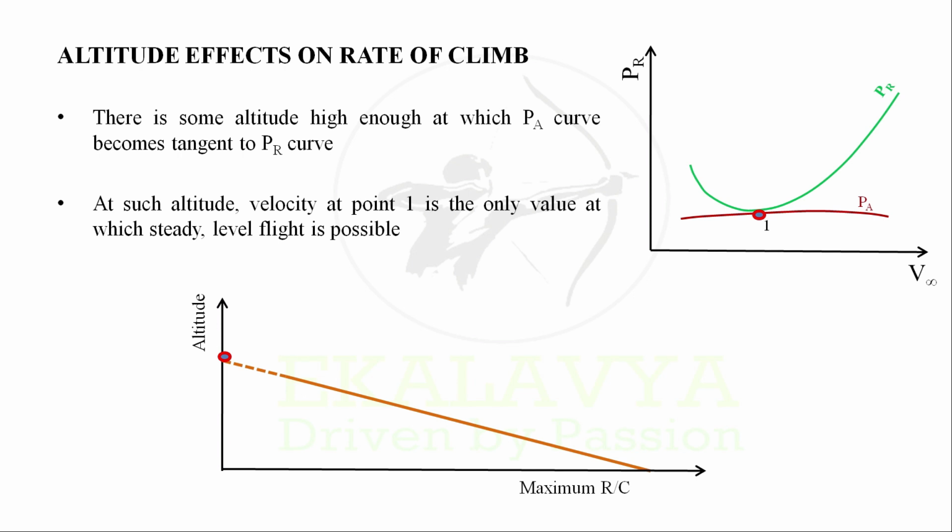Then where does that point fall on this altitude versus maximum rate of climb plot? Since excess power is 0, the rate of climb also will be 0. So the maximum rate of climb for that particular condition will be on this axis. Since it is 0, it will lie on this particular axis, and this will be our particular point. This will be the altitude, and this will be the highest altitude at which an aircraft can travel.